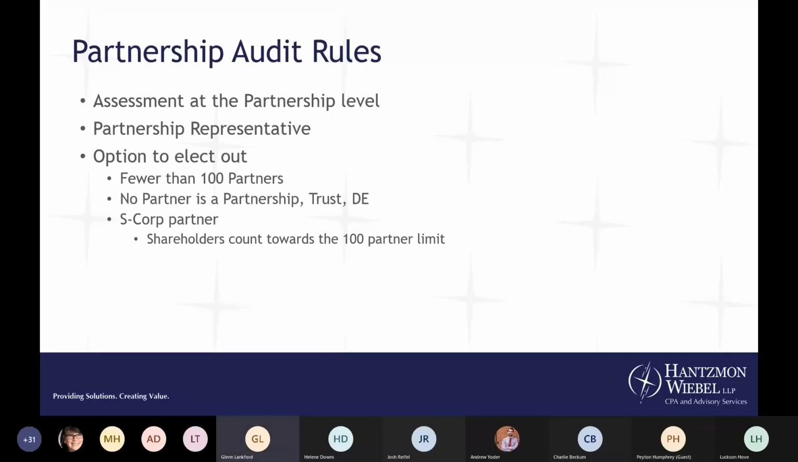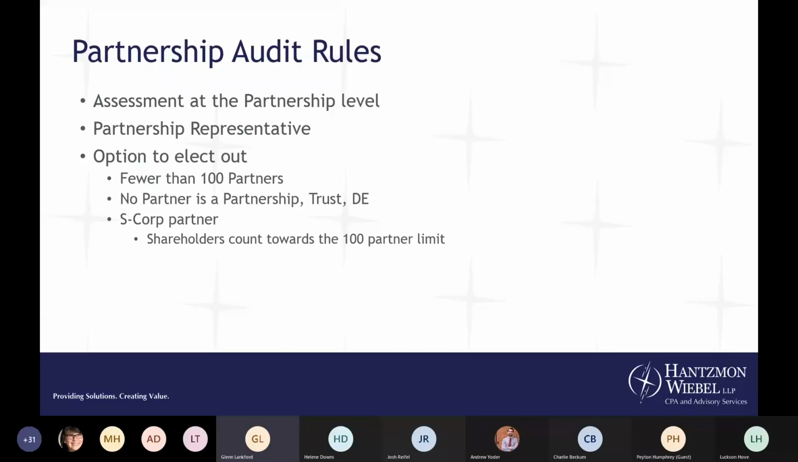And as Josh mentioned, for S corp partners, you have to count the individual shareholders. But curiously, you don't have to look to the S corp shareholders to see whether they're eligible partners. So in other words, you could have an S corp shareholder that's a trust that would not be an eligible partner under the centralized partnership audit regime. But if they're an S corp shareholder, then it's fine.